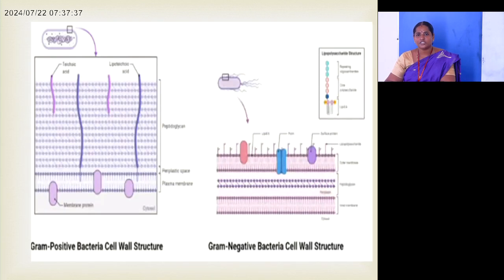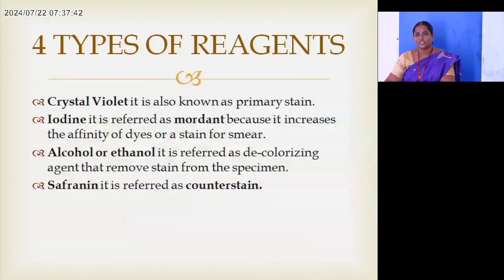This image represents the gram-positive bacteria cell wall structure and the gram-negative bacteria cell wall structure. Next, four types of reagents are used for the gram staining method. First, crystal violet, also known as the primary stain. Next is iodine, otherwise called the mordant, because it increases the affinity of dyes or stain for the smear. Third, alcohol or ethanol, referred to as the decolorizing agent that removes the stain from the specimen. Next, safranin, referred to as the counter stain.